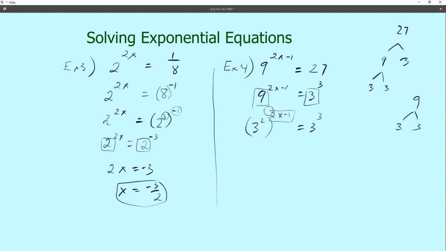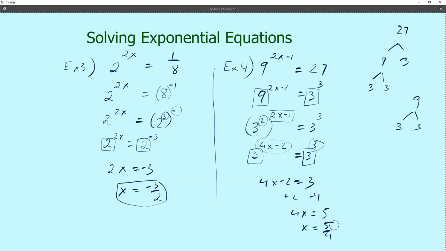And then I'm going to multiply my exponents. If you have an exponent of an exponent, you multiply, just like over here, you times -1 and 3. Here you multiply these two. So I have 3 to the 2 times 2x, which is 4x, and then 2 times -1 is -2, equals 3 to the third power. See, now the bases are the same. I can just set the exponents to be the same. So 4x minus 2 is equal to 3. Plus 2, 4x is equal to 5. x is equal to 5/4.